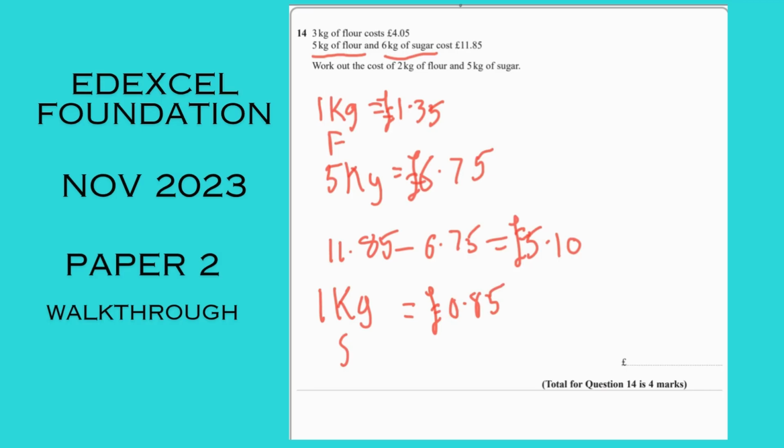So now we can go back to actually getting round to answering the question. Work out the cost of 2 kilograms of flour. So take your 1 kilogram and double it. £2.70. 5 kilograms of sugar: 5 times 0.85 gives us £4.25. Giving us a total cost of £6.95. Not the wordiest, but certainly lots of steps required to get that one sorted.